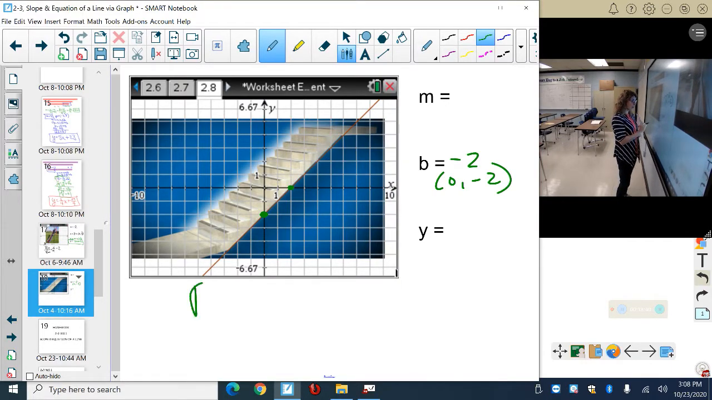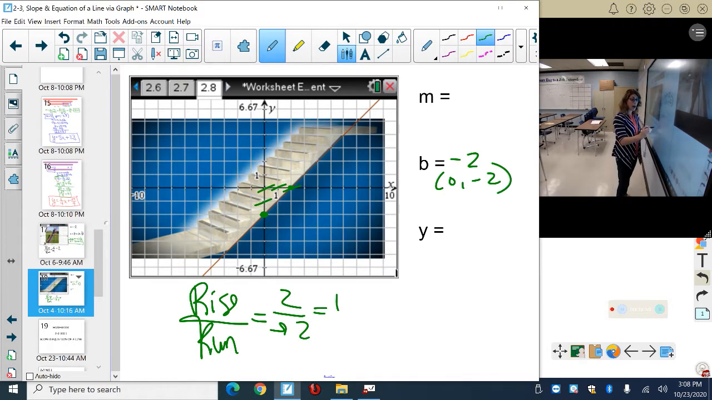Okay? So then I'm going to do rise over run again. Rising up 2 units. And then I'm going to the right 2 units. The right means positive 1 as my slope. So that means my equation is y is equal to x minus 2.